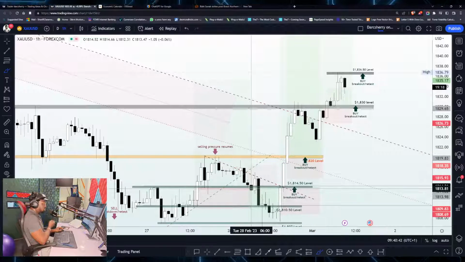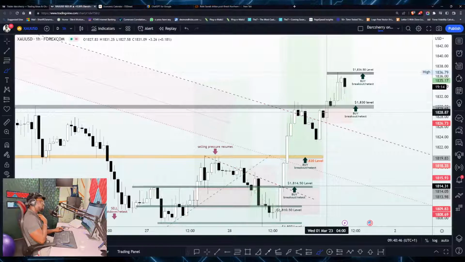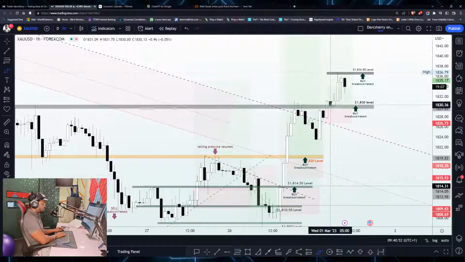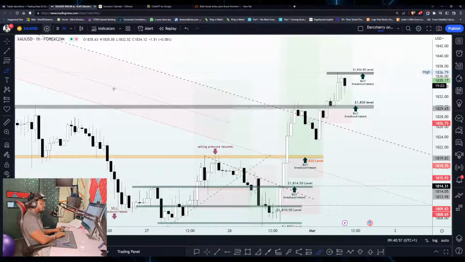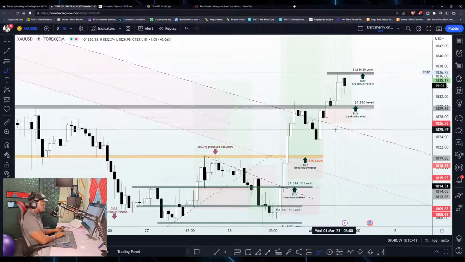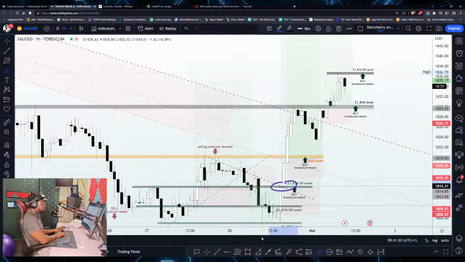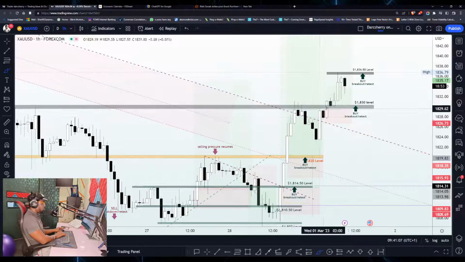And I also shared this on my public platform during the later part of the New York session yesterday. I shared that we shall be looking for another breakout of the 1,830 level to join that rally to the upside. So currently we have about 3 positions running in profit right now. The first position here, the second position here, and the third position right above the 1,830.